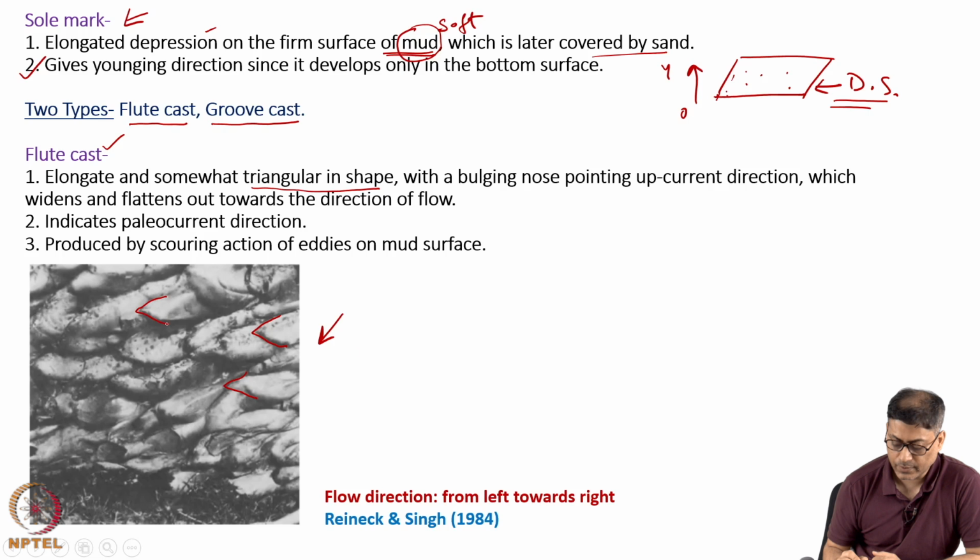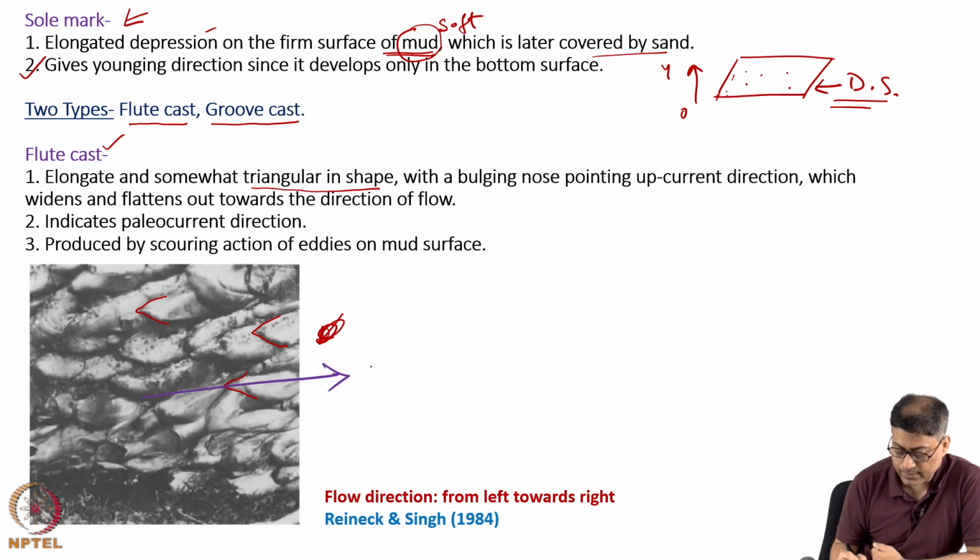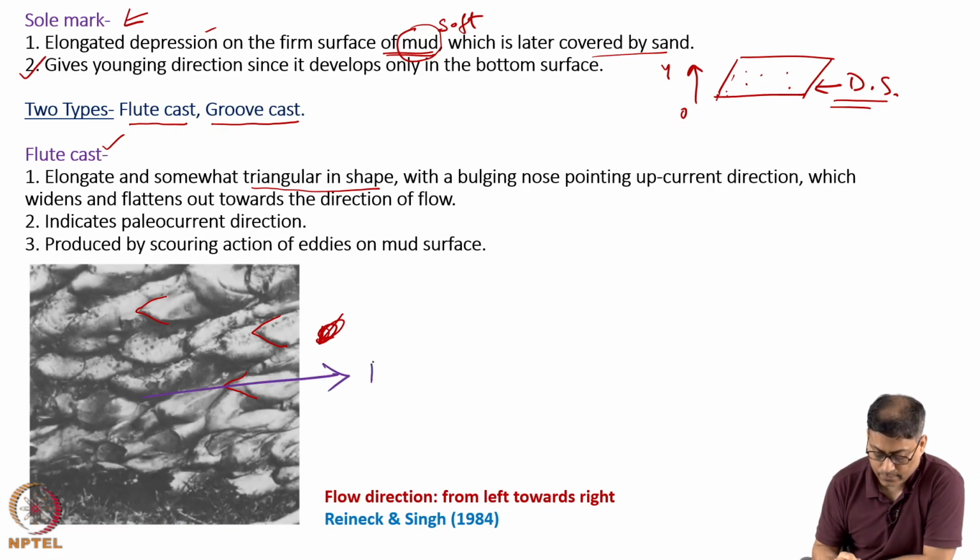So, that means what? In this case the flow is... What is the down current direction here? This is the down current direction.